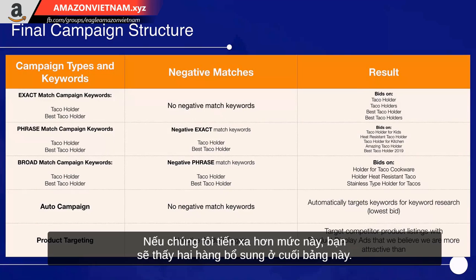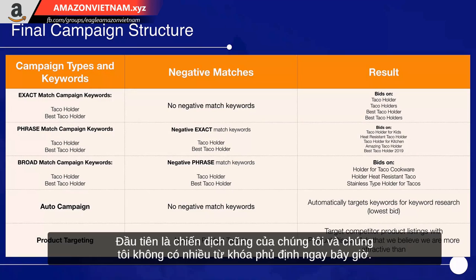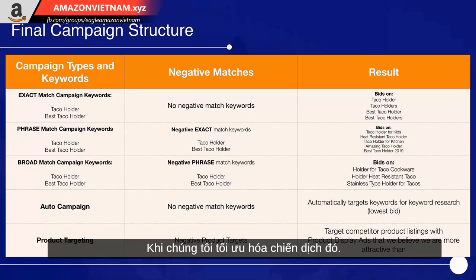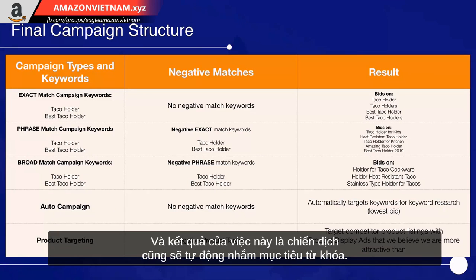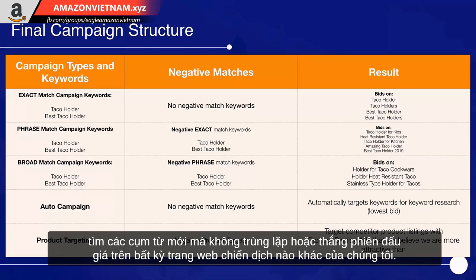If we take this a level further, you will then see two additional rows at the bottom of this table. The first is our auto campaign. We have no negative match keywords right now. However, we can and will add negative keywords to this as we optimize that campaign. And the result of this is that auto campaign will automatically target keywords, and our objective is keyword research, and we keep our auto campaign at the lowest bid to go and find new terms without overlapping or winning the auction on any of our other campaign types.